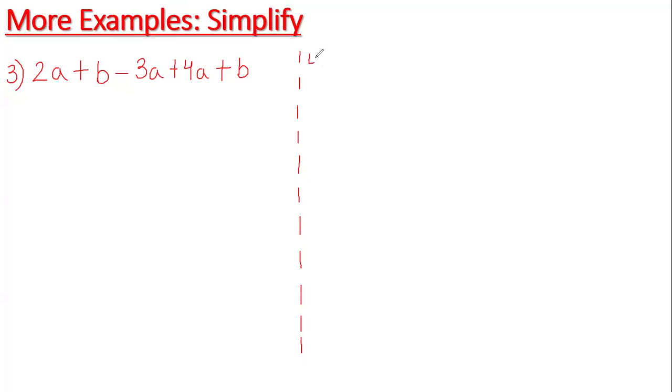And then number four. Let's say we have 3x plus y minus 4x plus 5x plus y. By the way, that is an x. So we have 3x plus y minus 4x plus 5x plus y. Okay?